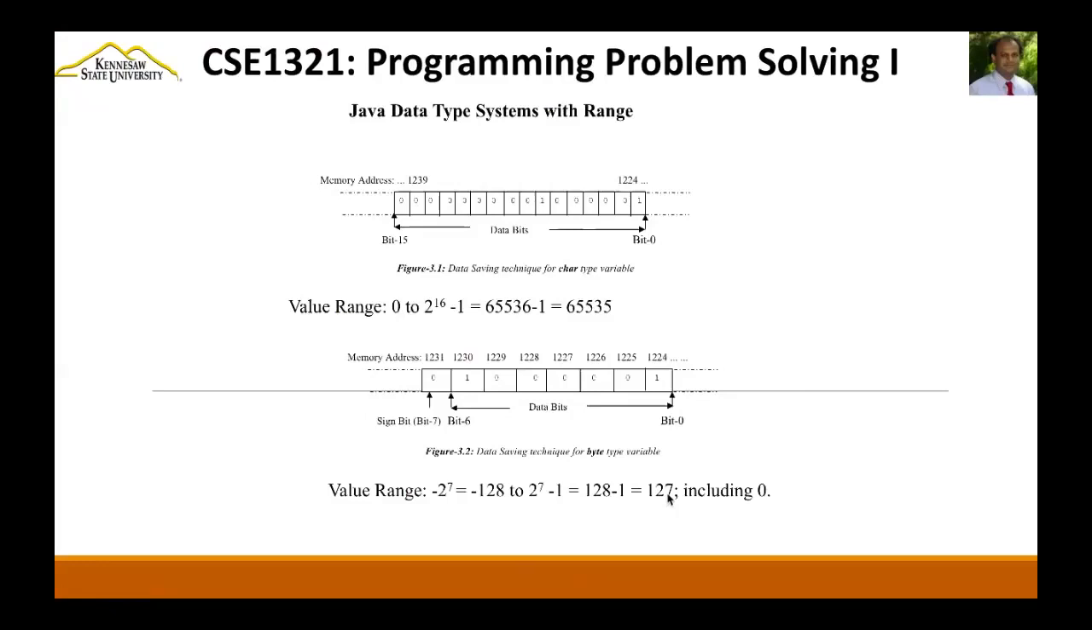Okay, 2 to the power 7, right? Negative 2 to the power 7 equals negative 128. And for the positive value, 2 to the power 7 minus 1 equals 128 minus 1 equals 127. So our range is from negative 128 to 0 to 127 for a byte type.